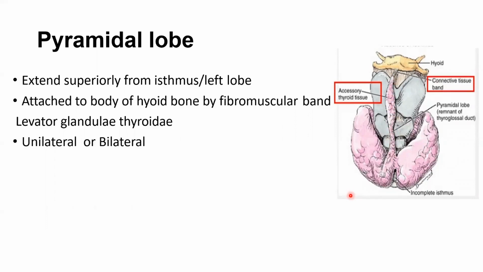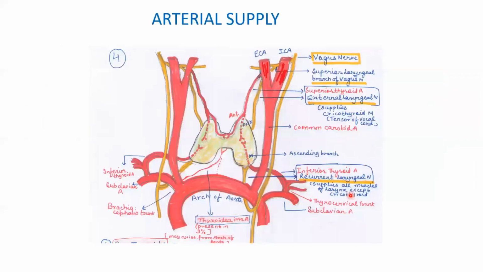Now we will study the blood supply of the thyroid gland. First, the arterial supply. The thyroid gland is a very vascular organ. It is richly supplied by the branches of the external carotid artery and subclavian artery. There are two major arteries which are supplying the gland. From the external carotid artery, it is the superior thyroid artery, and from the subclavian artery, there is the inferior thyroid branch. And a third artery which may sometimes be present for the thyroid gland is the thyroidea ima artery.